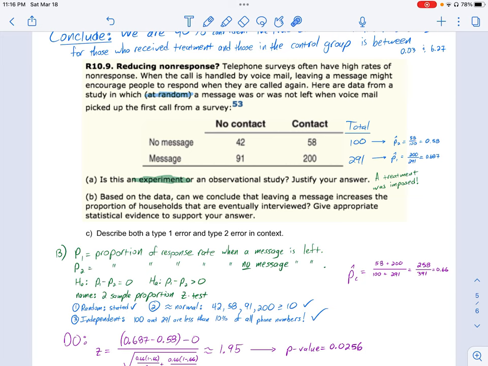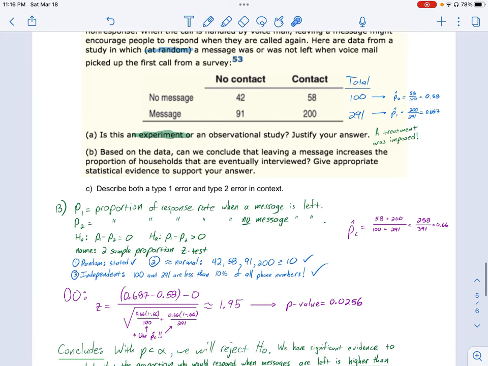Did the people call them back? If they called them back, they called that a contact. If they did not call them back, it was no contact. They're thinking if they leave a message, more people will call back. So based on the data, can we conclude that leaving a message increases the proportion of houses that eventually called back and were interviewed?